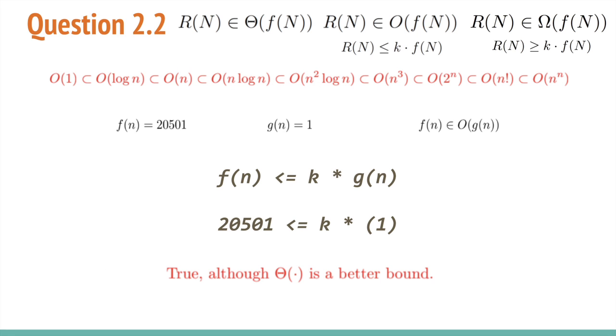So the first statement has f of n equal to 20,501, and says this is in big O of constant time, meaning this function can be bounded by k, where k is some constant, which is true. In fact, we can do better and say this function is in theta 1, since it can also be lower bounded by some constant.